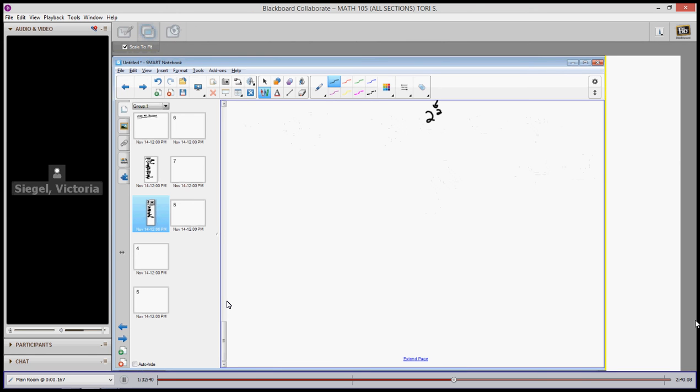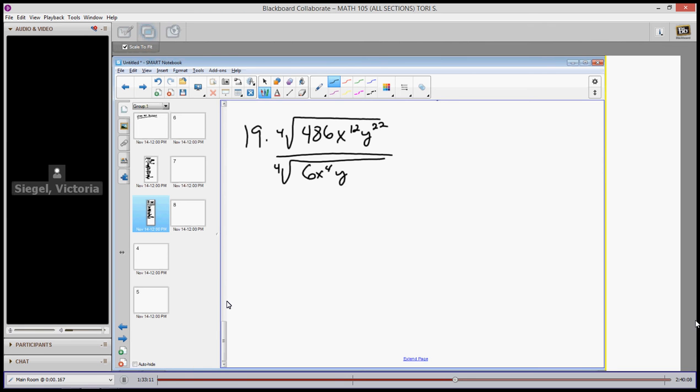Then 19. 19 looks scarier than it is, I promise. So we have the fourth root of 486 x to the 12 y to the 27 over the fourth root of 6x to the fourth y.